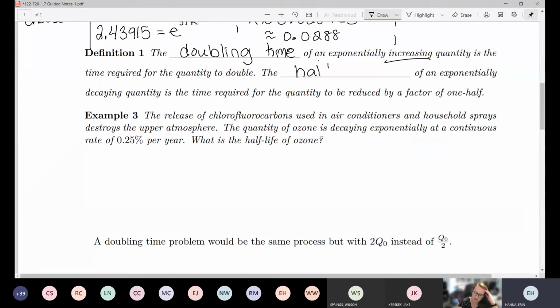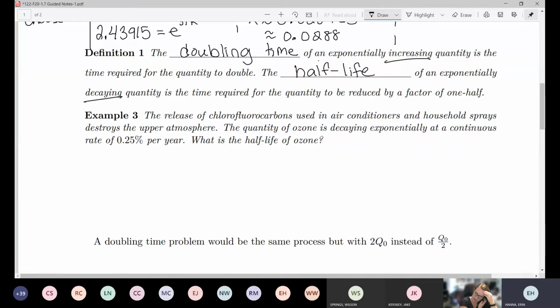And then the half-life, if you know any chemistry, you might have seen this before in your life. The half-life of an exponentially decaying quantity is the time required for the quantity to be reduced by a factor of 1/2. So what you start with is now cut in half. How long does it take to have half of what you started with? And of course, doubling time is only in terms of increasing things because if you're decreasing, you can't double. And if you're increasing, you can't be cut in half. So that's why there's the specification of increasing and decaying for these.